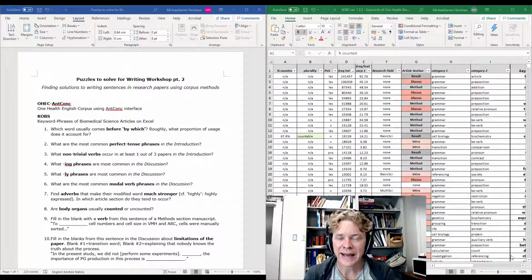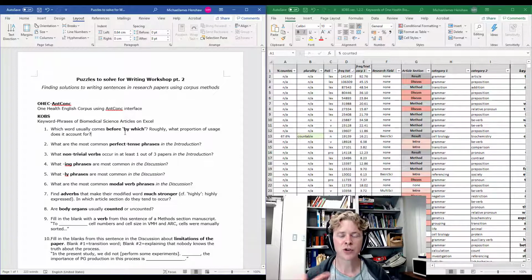Earlier today, I held a writing workshop that used corpus tools to find solutions to writing sentences in biomedical research articles. And I gave the students 10 puzzles to solve that will hopefully show some of the power of these corpus tools. And I'm going to walk through each puzzle right now and share those answers. And there's not always one best answer.